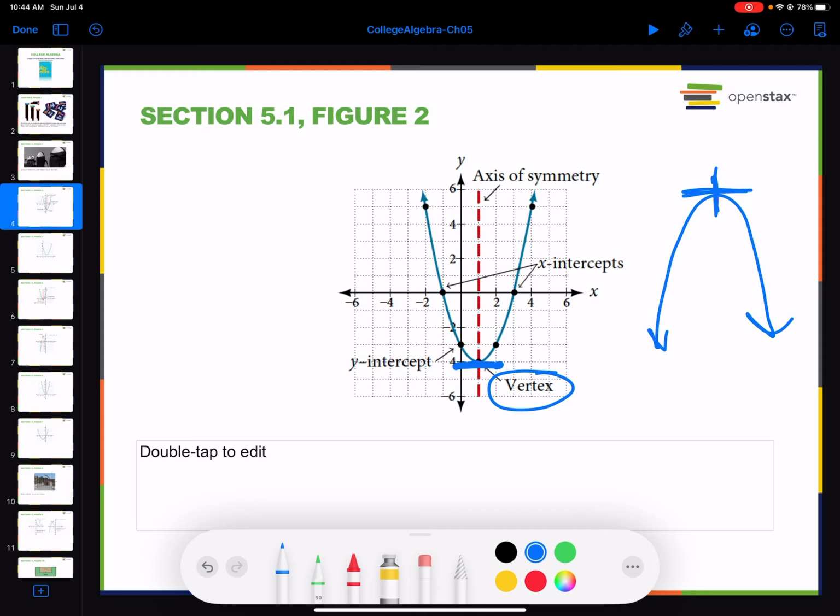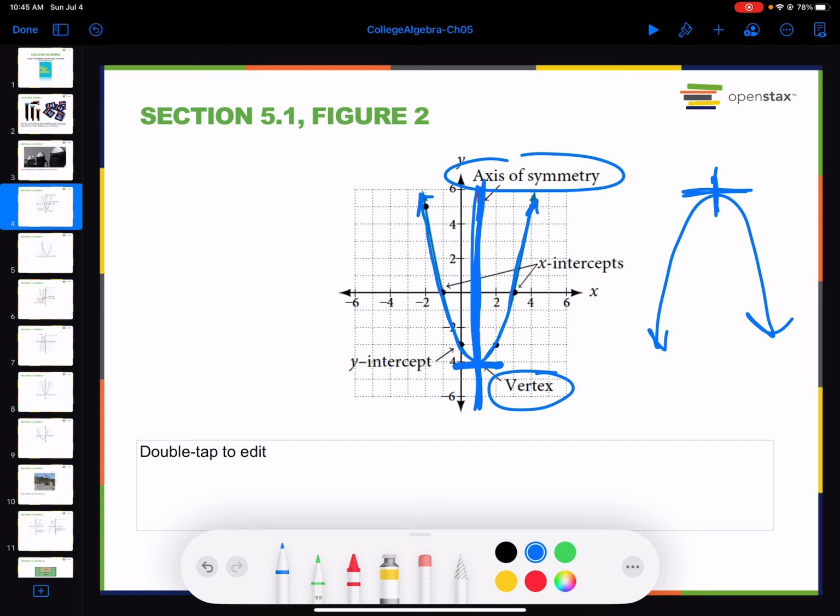The x value of the vertex is what's called the axis of symmetry. So that's where if you cut the parabola in half, you could fold it on itself and it would be identical. So you can see if you were to fold this in half, it would line up perfectly with the opposite side. So that's the axis of symmetry.